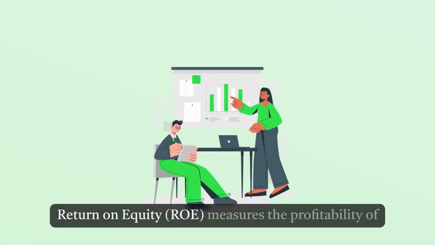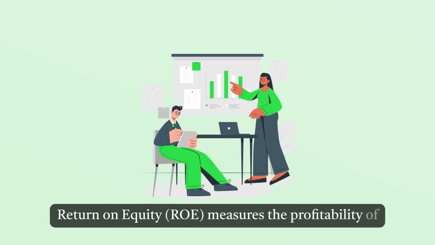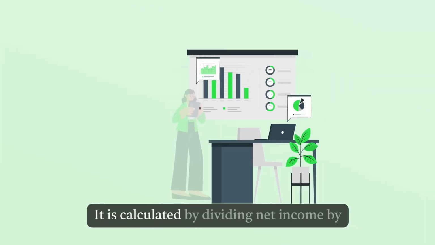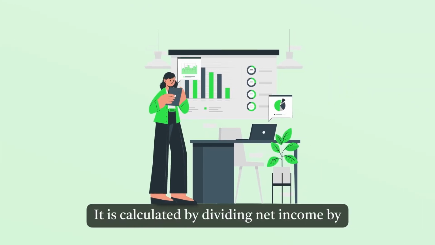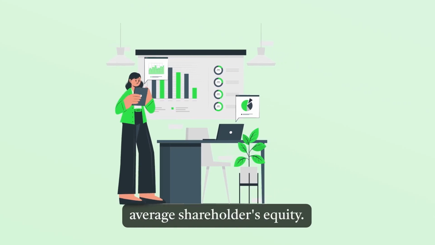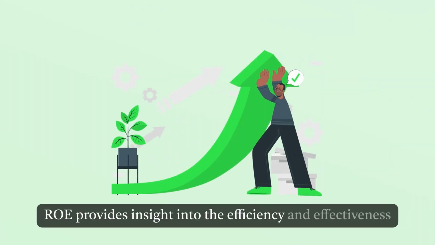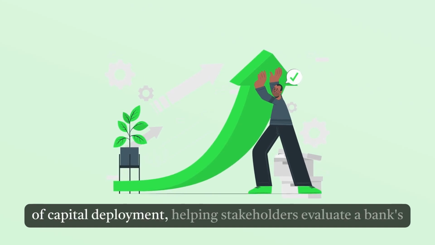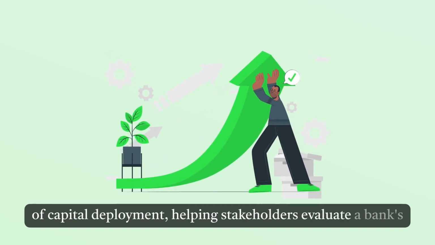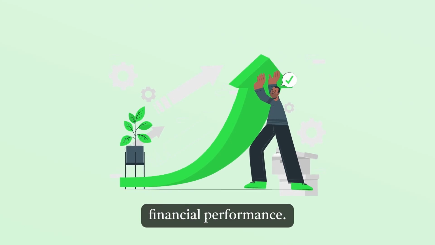6. Return on equity, ROE. Return on equity, ROE, measures the profitability of a bank's capital. It is calculated by dividing net income by average shareholders' equity. ROE provides insight into the efficiency and effectiveness of capital deployment, helping stakeholders evaluate a bank's financial performance.